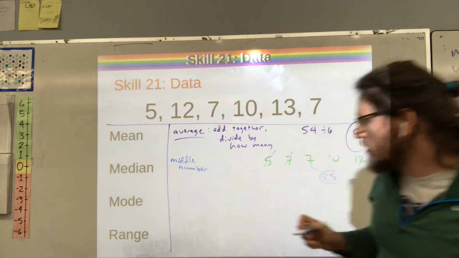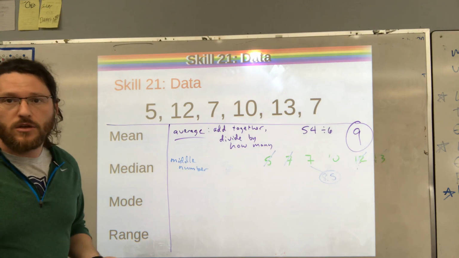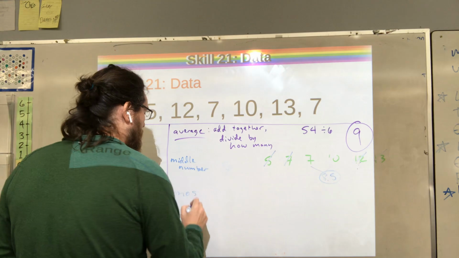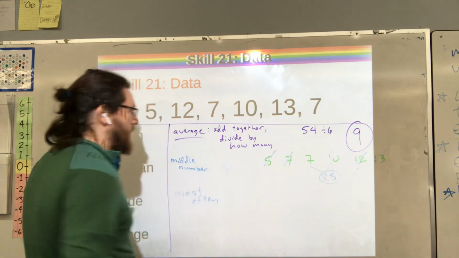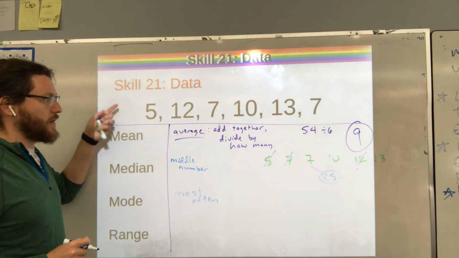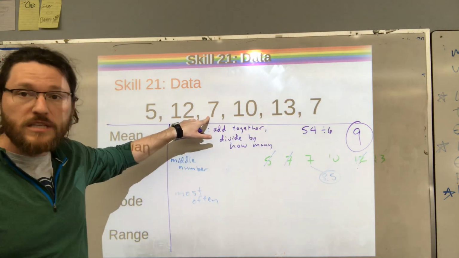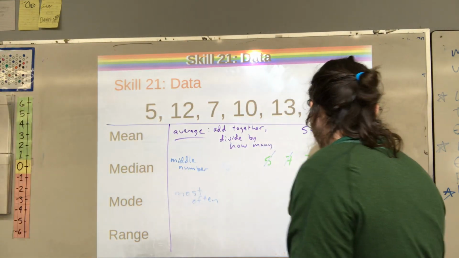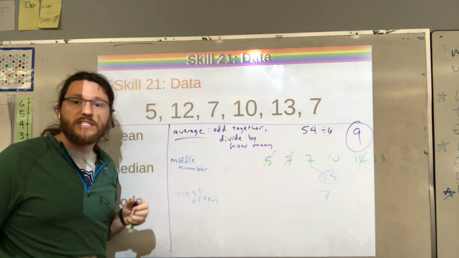Okay, mode is one that we're not really going to use very much, but it is a good word to know. Mode is just the most often. Okay, and so what number do we see the most often up here? There's only one 5, only one 12, only one 10, only one 13, but there's two 7s, which means that's the number that shows up the most often. 7.